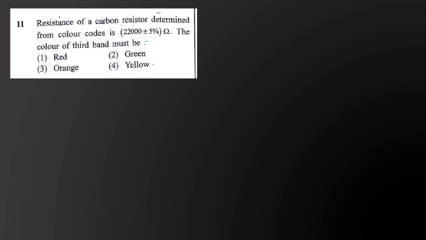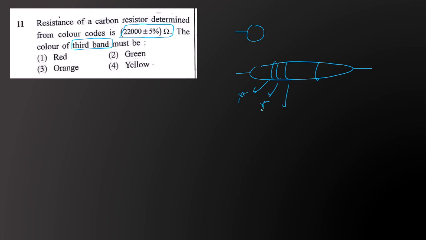This is based on the color code resistance. The value of the resistor is already given, and we have to identify the third band of the color code. And we know that color code resistor means, suppose this is my color code resistor, 3 bands will be together like this and 1 band will be tolerance. This is the first band, this is the second band, and this is the third band.